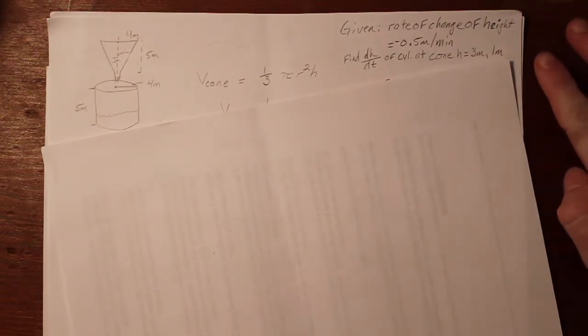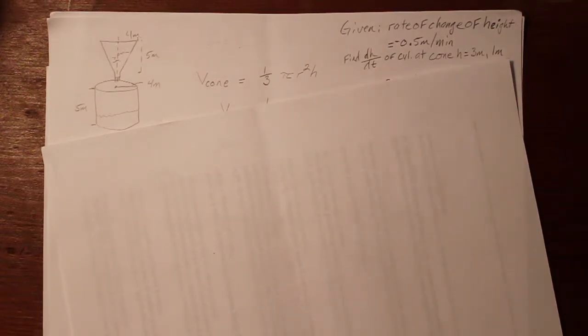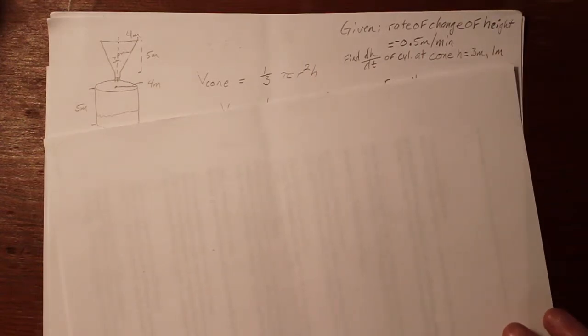So, our given information is the rate of change of height of the water in the conical tank. And we need to find the rate of change in the height of the water in the cylindrical tank when the height of the water in the conical tank is 3 meters and 1 meter. Our relationship formula for the volume of the cone is 1/3 pi r squared h. Since we're going to be finding a rate of change, we're going to be using implicit differentiation. We don't want to have two variables to worry about.